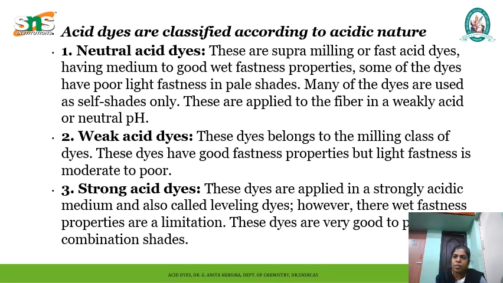Many of these dyes are used as self shades only, and these are applied to the fiber in a weakly acid or neutral pH. Weak acid dyes belong to the milling class of dyes, and they have good fastness properties, but light fastness is moderate to poor. Usually when you dye silk fiber, it is very prone to fading when exposed to light. Strong acid dyes are applied in a strongly acidic medium, and they are also called leveling dyes. However, their wet fastness properties are limited.